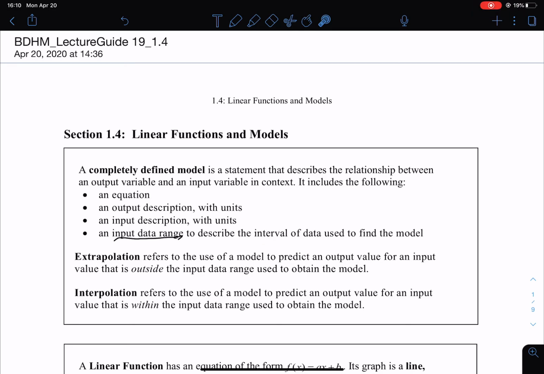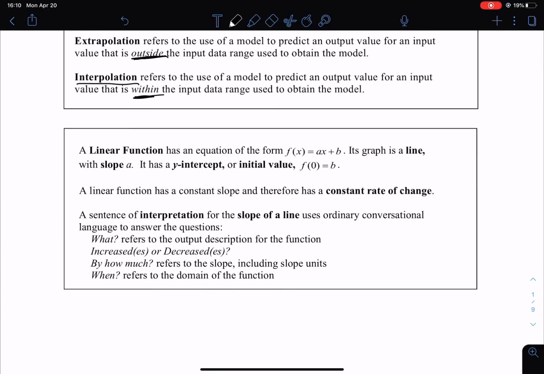And next one talks about extrapolation and interpolation. Extrapolation refers to the use of the model to predict, and the keyword is outside the input data range. Then we say this is an extrapolation, and interpolation is inside, within the data range.